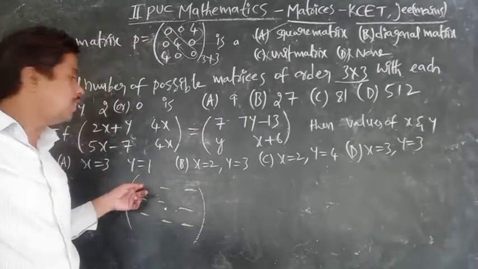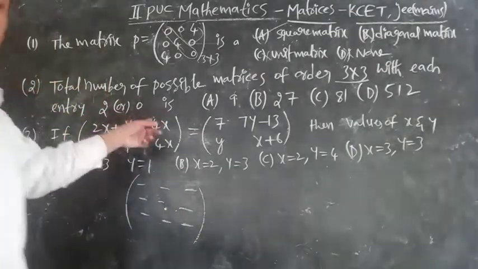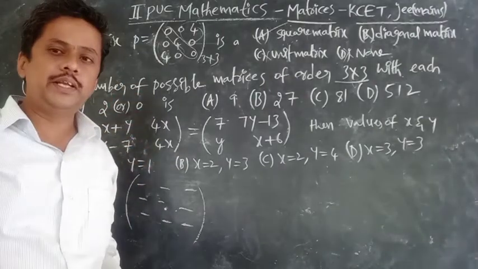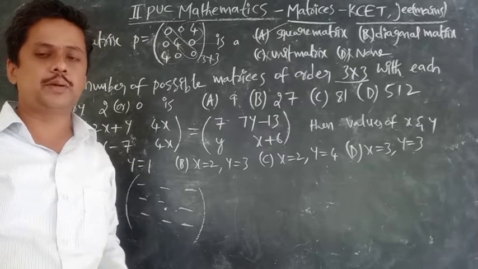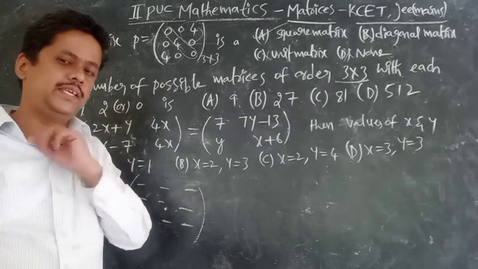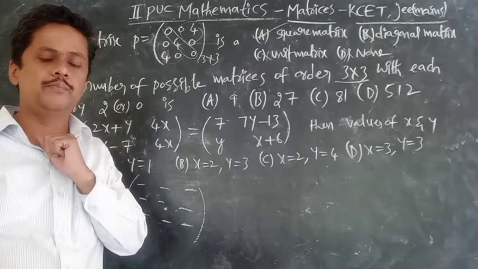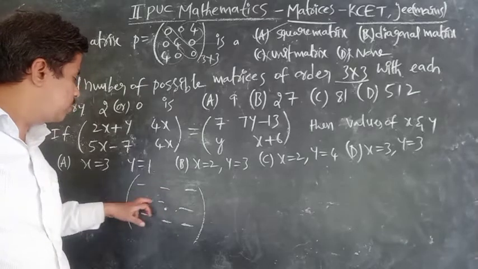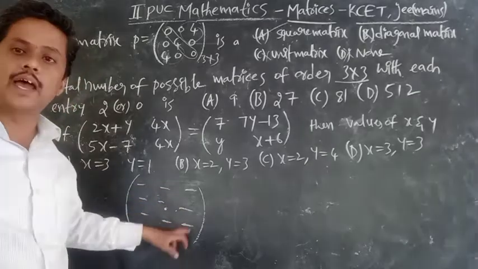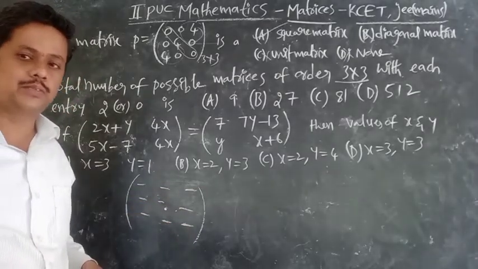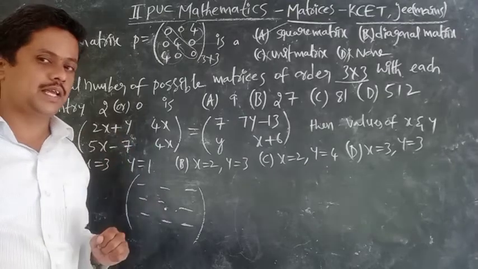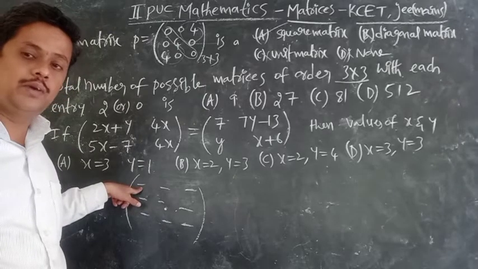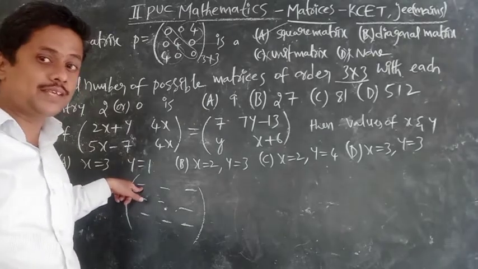Each entry should be 2 or 0. By using permutations and combinations, we can easily solve this. How many blank spaces are there here? 1, 2, 3, 4, 5, 6, 7, 8, 9. Total 9 blank spaces. Each blank space can be filled in how many ways? In 2 ways. Why 2 ways?